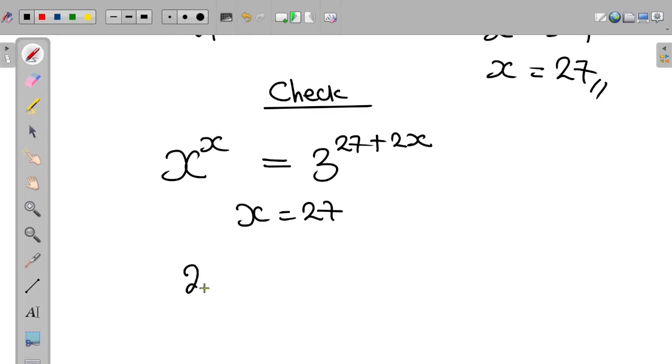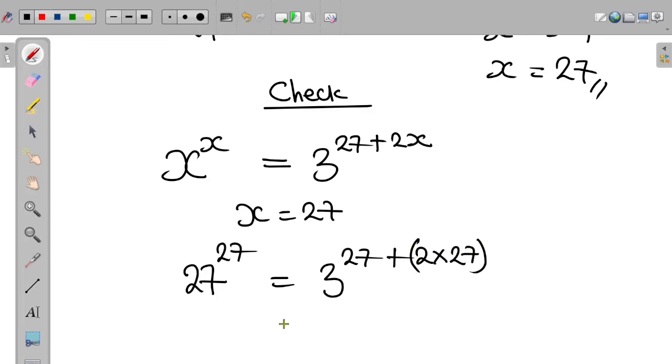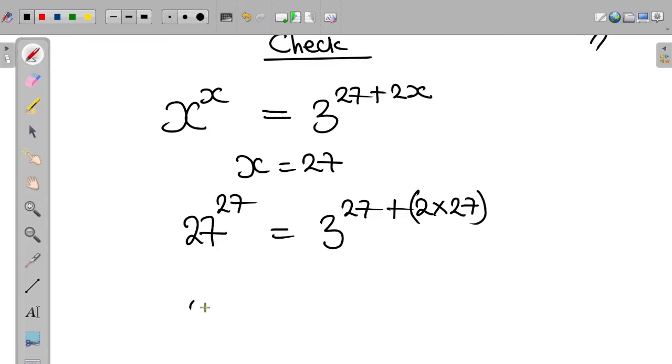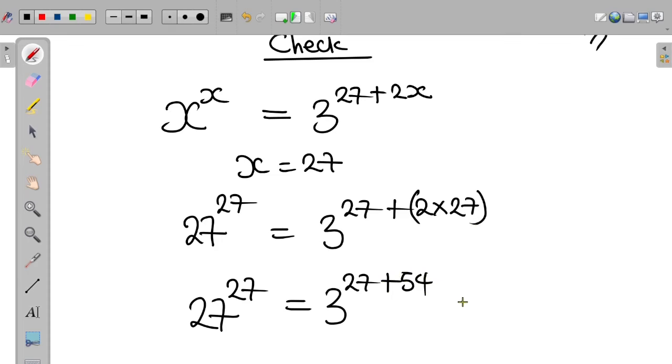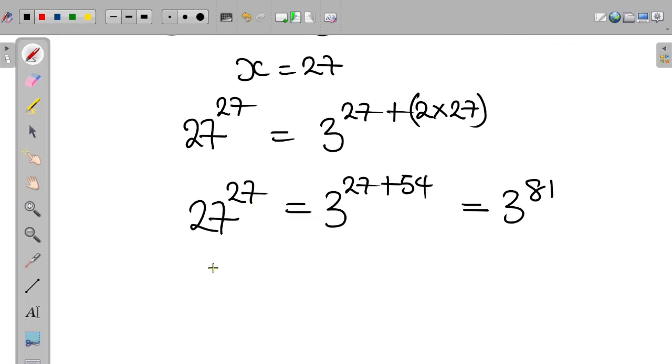So therefore, 27 raised to the power of 27 is equal to 3 raised to the power of 27 plus 2 times 27. So we have that 27 raised to the power of 27 is equal to 3 raised to the power of 27 plus 2 times 27 is 54. And this becomes 3 raised to the power of 27 plus 54 is equal to 81.